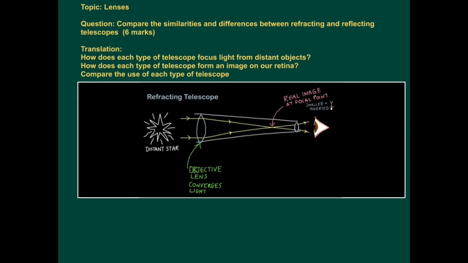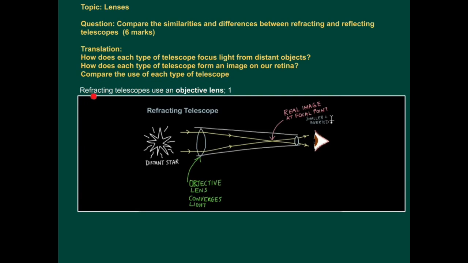This exam application tutorial is on the topic of lenses. The question for 6 marks: compare the similarities and differences between refracting and reflecting telescopes. In other words, how does each type of telescope focus light from distant objects? How does each type of telescope form an image on our retina? And compare the use of each type of telescope.